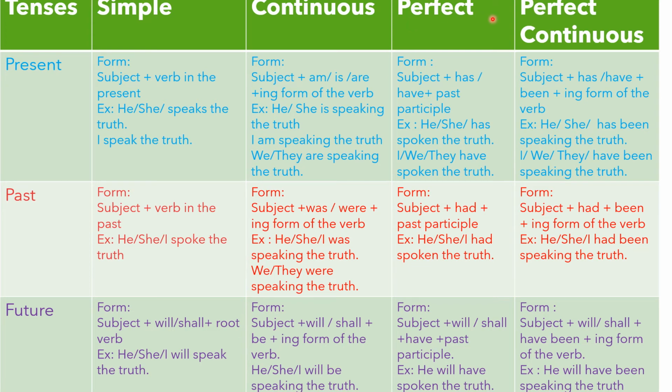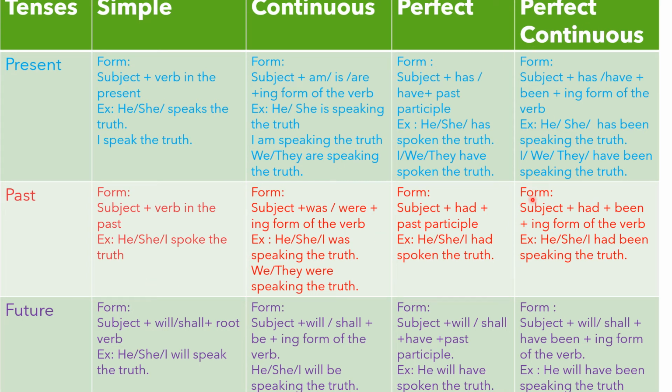Future perfect tense. What is the form? Subject, will or shall you can use, have, and the past participle. So subject is he, she, I, they, we. Will or shall you can use have, and the past participle of speak is spoken. Spoken the truth.